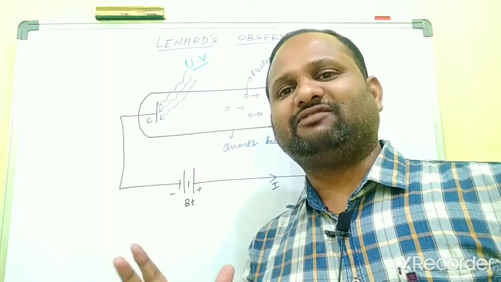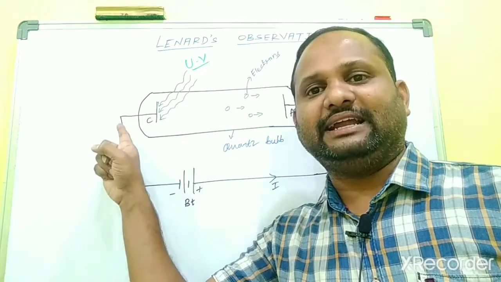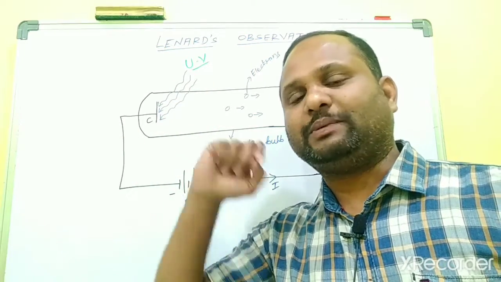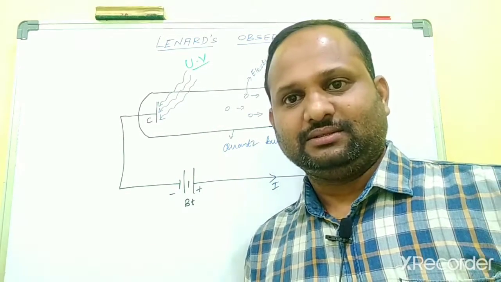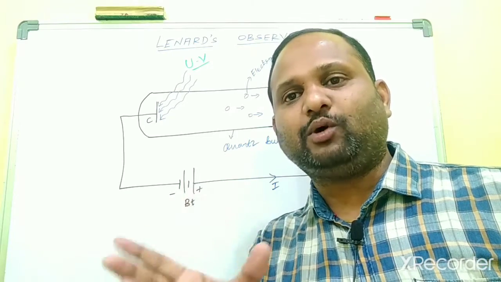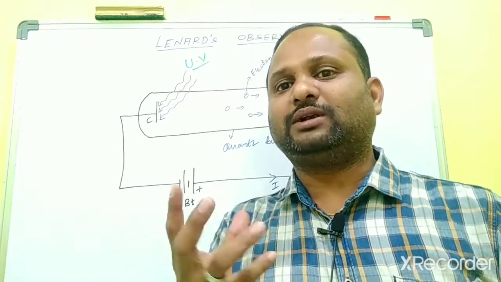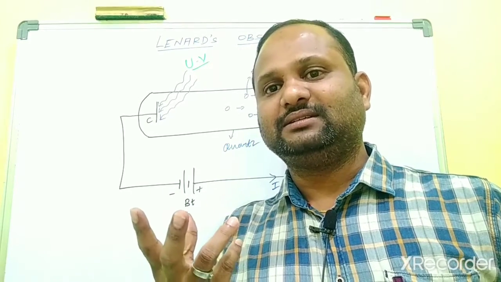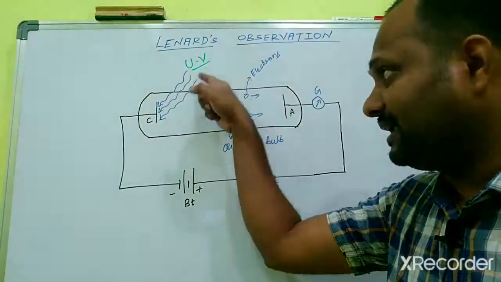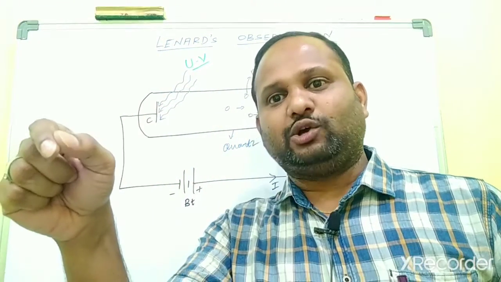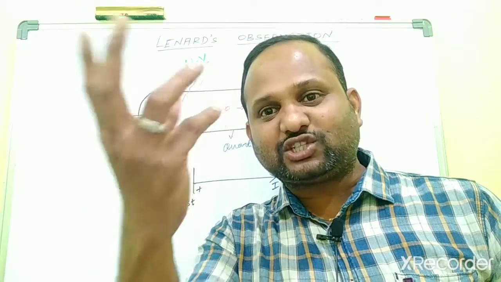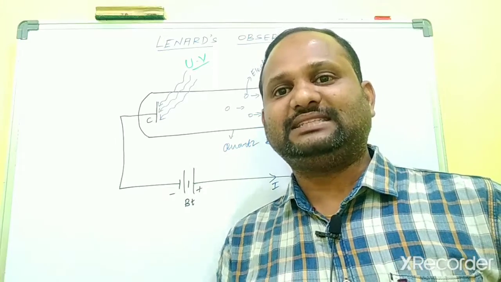So what is the cause of electric current when the UV rays are irradiated on the cathode plate? What is the reason behind it? That is the important observation of Lenard. When UV rays are allowed to be incident on the cathode metal plate, there is an ejection of electrons.